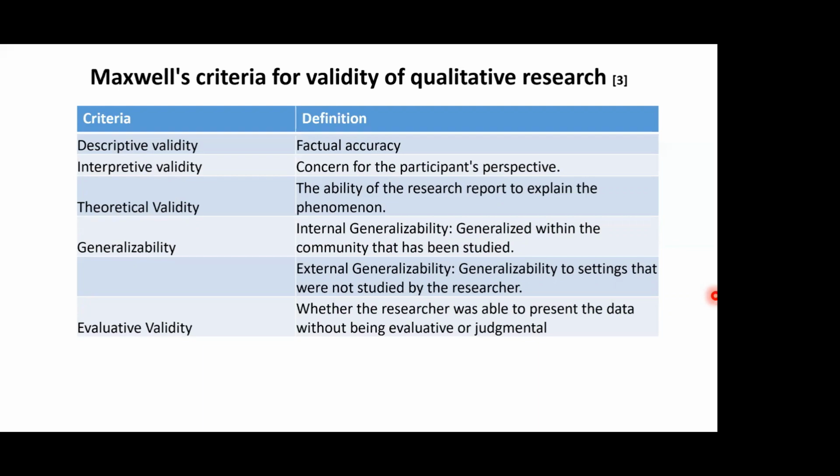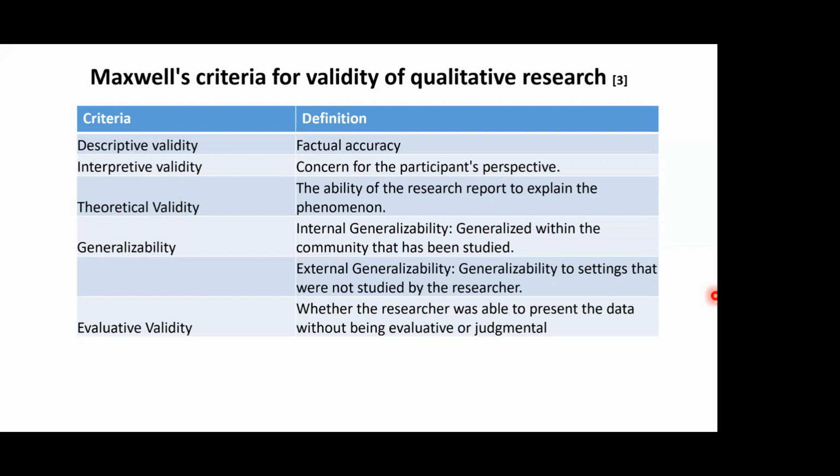Then we have generalizability. Now, we have internal generalizability, generalized within the community that has been studied. Can it be applied within the community or a community that's related to this one, somewhat similar? Well, that's external generalizability, where the settings were not studied by the researcher.